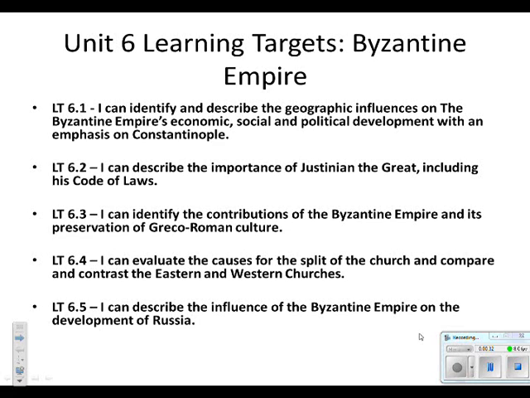The second describes the importance of their greatest leader, Justinian, including his code of laws. The third identifies cultural contributions of the Byzantine Empire and its preservation of Greco-Roman culture. The fourth evaluates the causes for the split in the church that occurs during this time period. And the last is describing the influence the Byzantine Empire has on Russia.